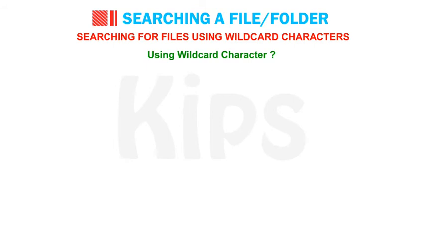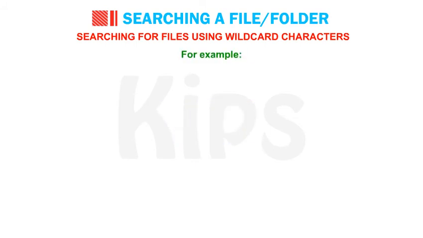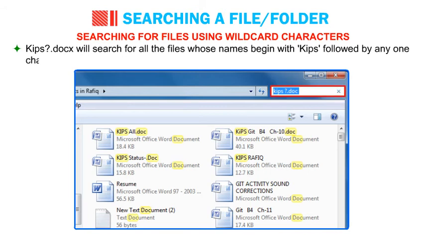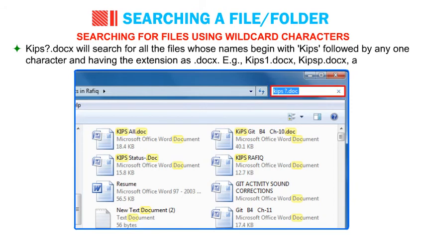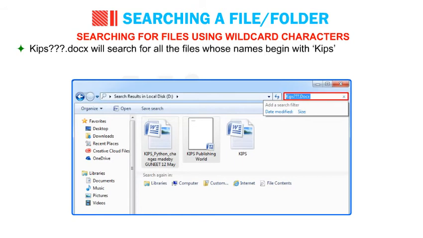Using wildcard character question mark: it can be used in place of any single letter or symbol. For example, kips?.docx will search for all the files whose names begin with kips followed by any one character and having the extension .docx. Example, kips1.docx, kipsp.docx, and so on. kips???.docx will search for all the files whose names begin with kips followed by any 3 characters and having the extension .docx.